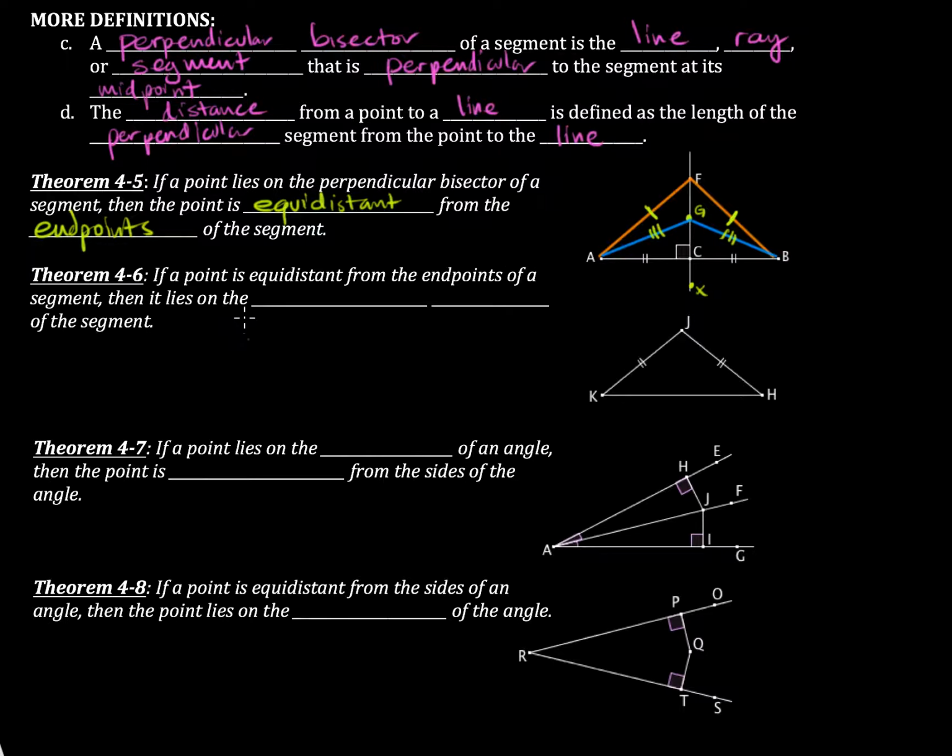Theorem 4-6 is basically the converse of Theorem 4-5. If a point is equidistant from the endpoints of a segment, then it does lie on the perpendicular bisector of that segment. So in other words, if I look down here at this diagram, I notice that J is the same distance away from K as it is from H.